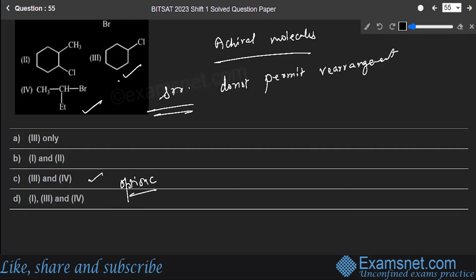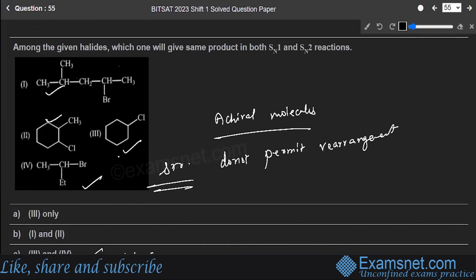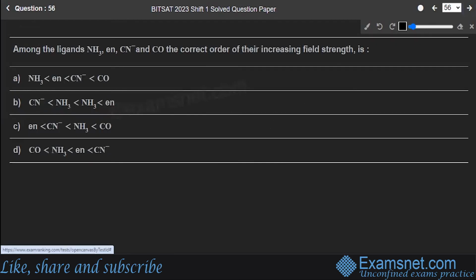Whereas if I look at the first and the second option, they are chiral molecules and they give different products. So you have option C as the correct answer to the question. Next is question number 56. Among the given ligands, NH3 and the others, the correct order of increasing field strength is given by.